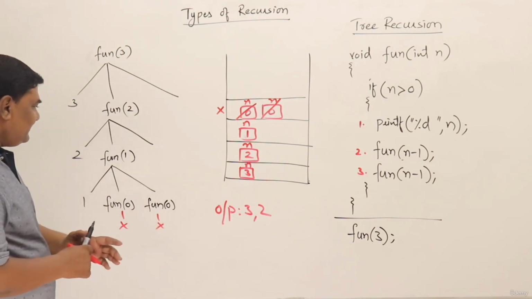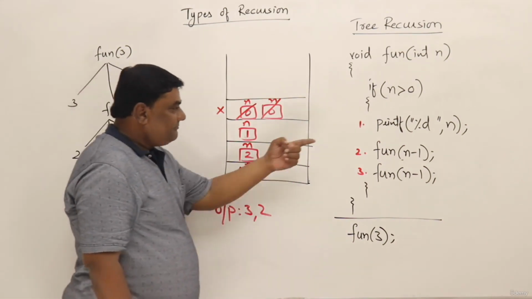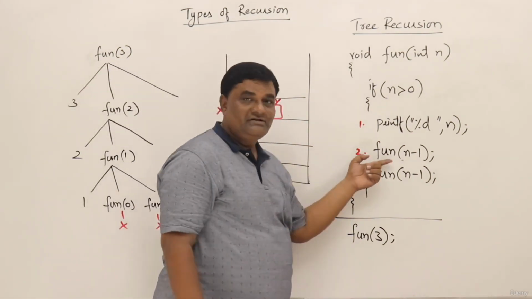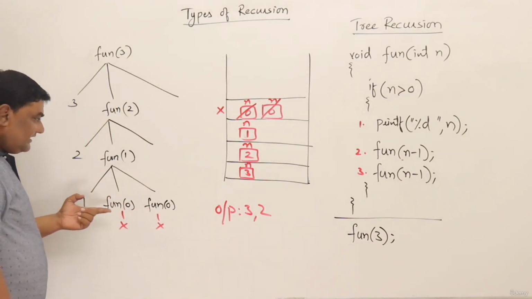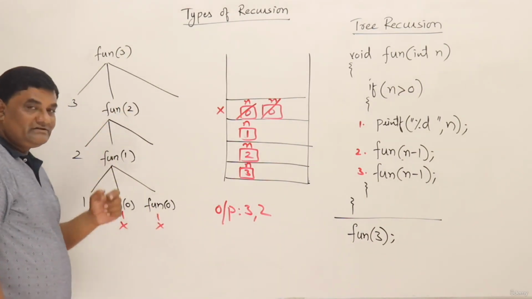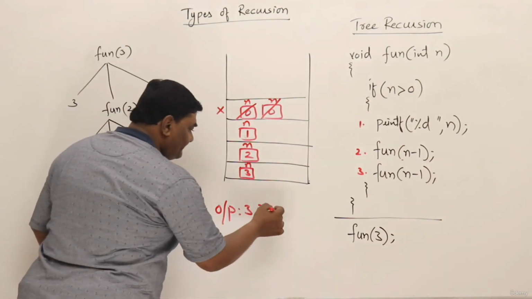So now you can see that for fun of 1, all 3 steps are completed: printing, and calling itself 2 times with reduced value of n. That is, 1 is printed and 0, 0 is called and they have finished. And in the output we also have 1.